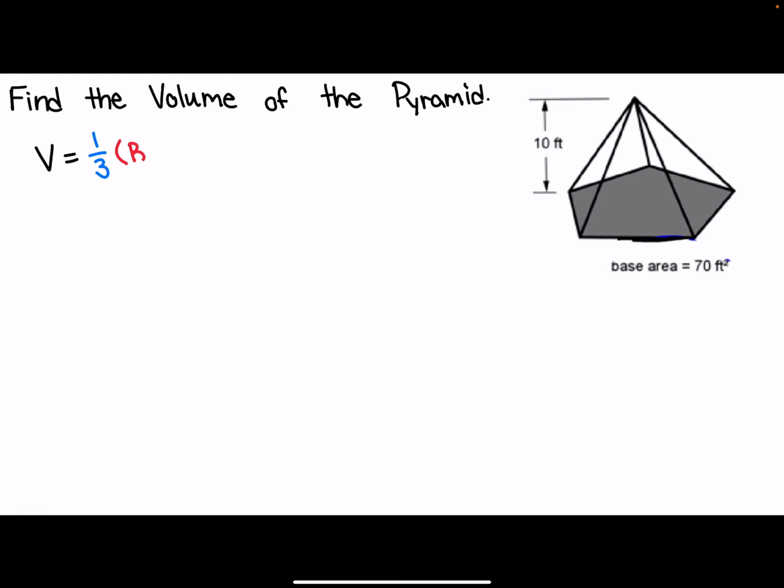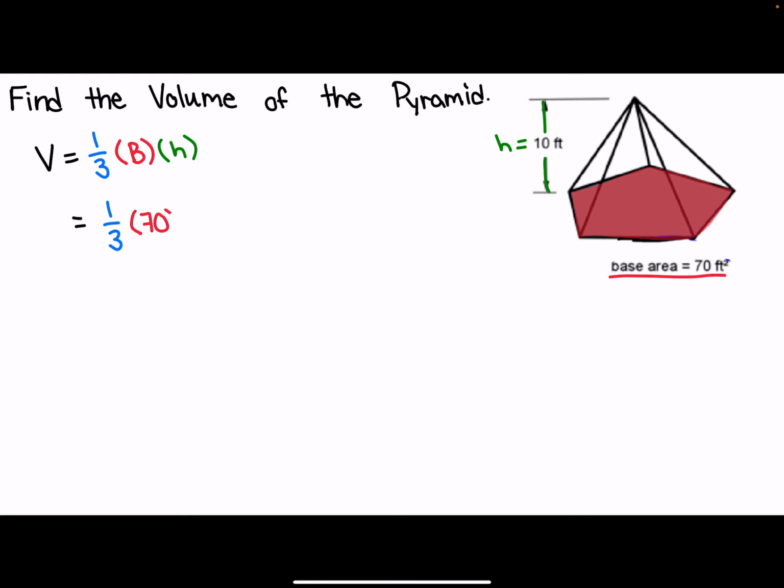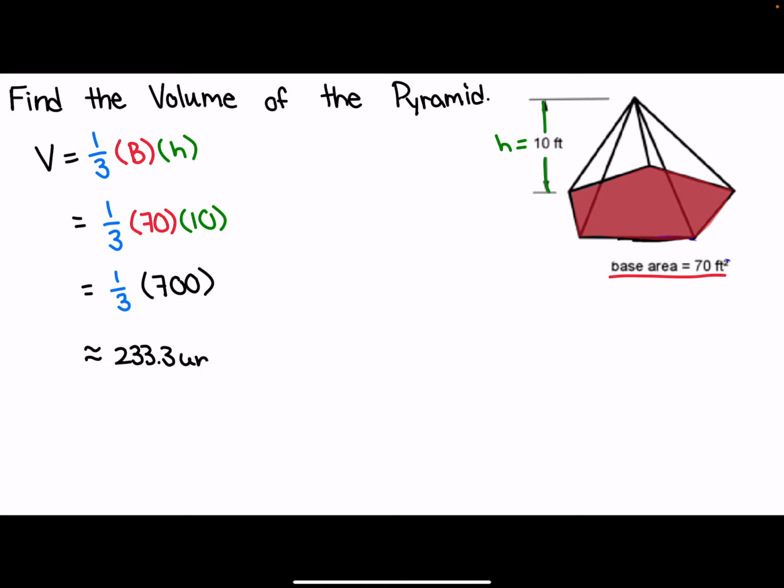If that's the case, I already have big B and I already have h, so I can just plug in and solve. This will give me volume is equal to 1/3 times 70 times 10. 70 times 10 is 700, so we're left with 1/3 of 700. If I take 700 and divide by 3, I'm left with 233.3 units cubed.